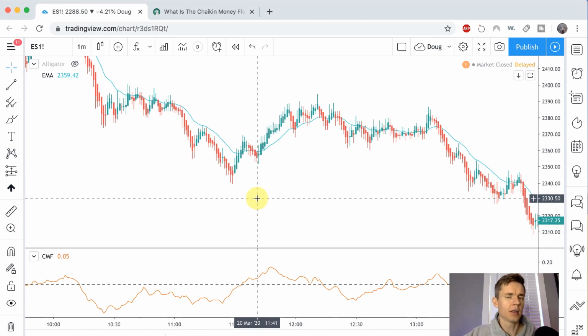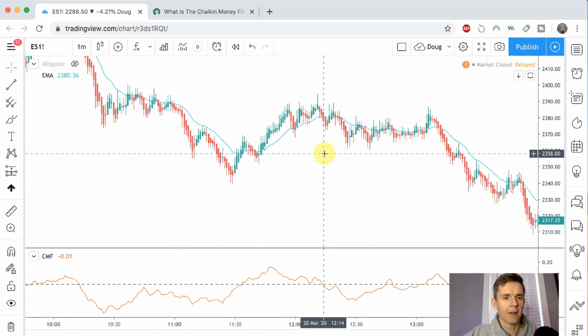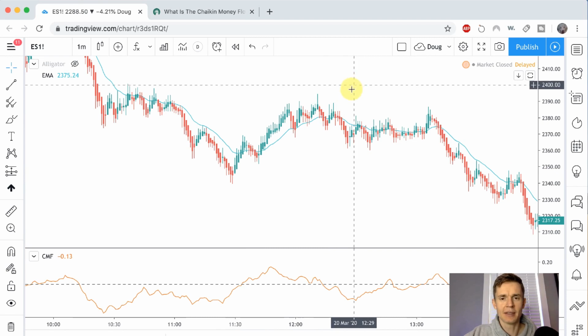Even if you're trading at 50% on this, most of your winners should be bigger than your losers, because if it starts closing above that EMA, you need to get out. Don't let it travel back forever.